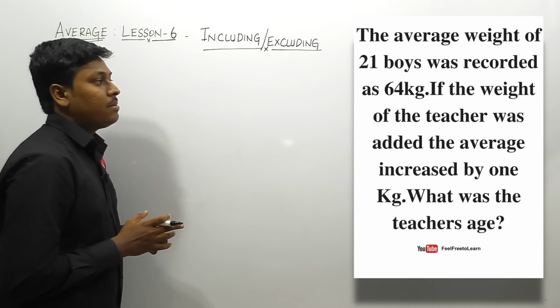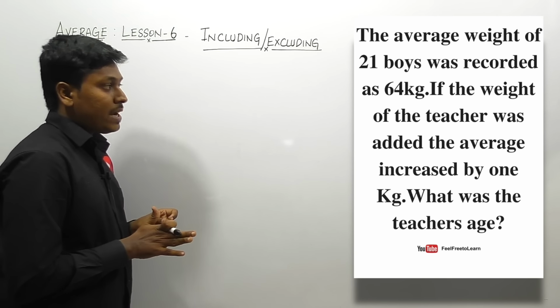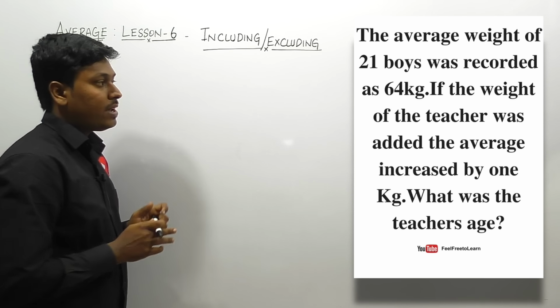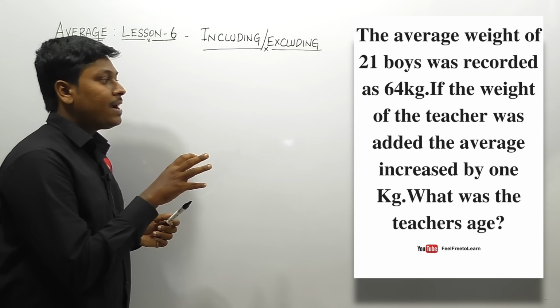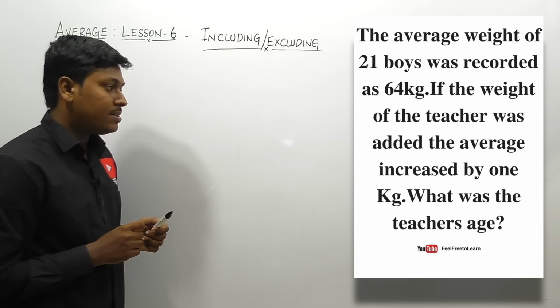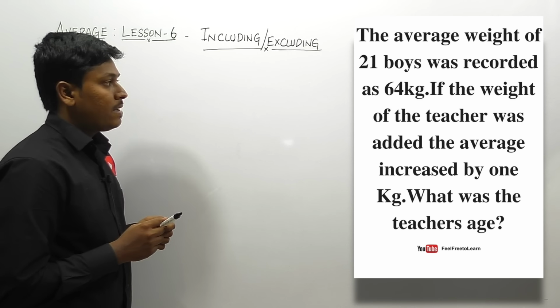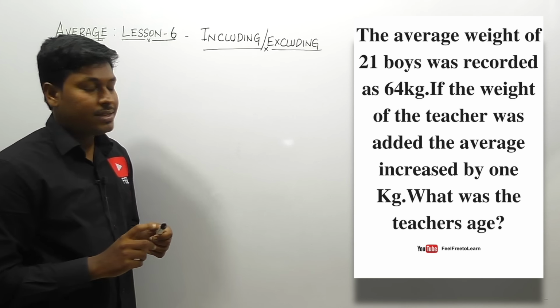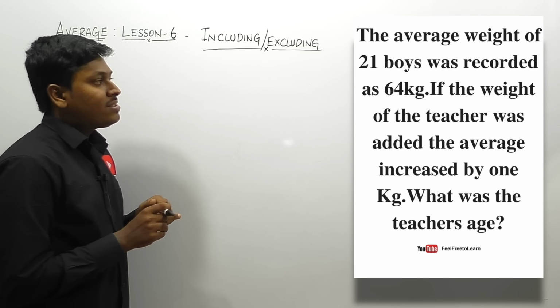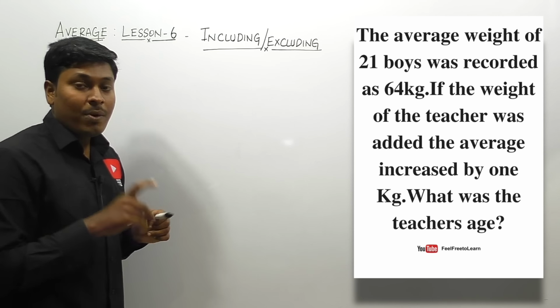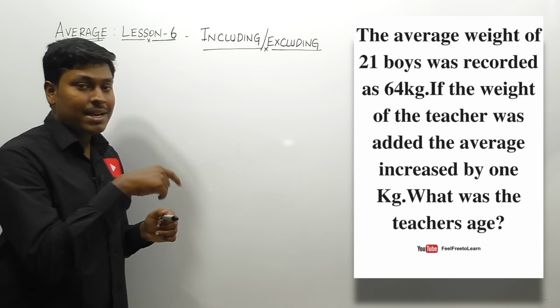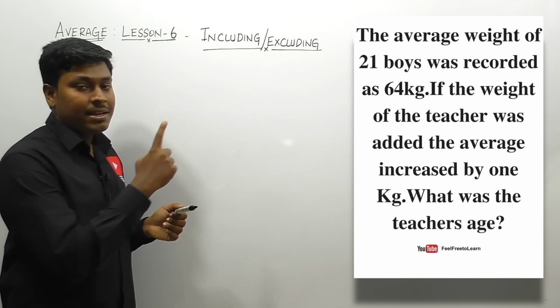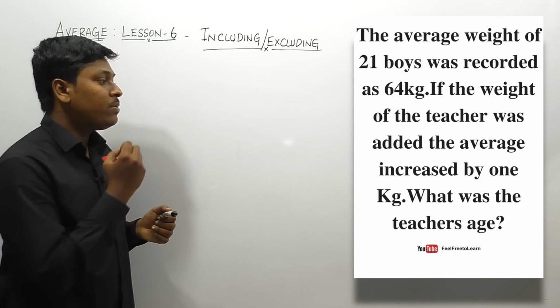So here it is, question number 1. The average weight of 21 boys was recorded as 64 kg. If the weight of the teacher was added, the average is increased by 1 kg. So what is the teacher's weight? So friends, listen here, the average weight of 21 boys was recorded as 64 kg, right? So there are totally 21 boys and the average will be 64 kg. One person is added to the group, that is the teacher, so that the average is increased by 1 kg. So our target is to find the teacher's weight.